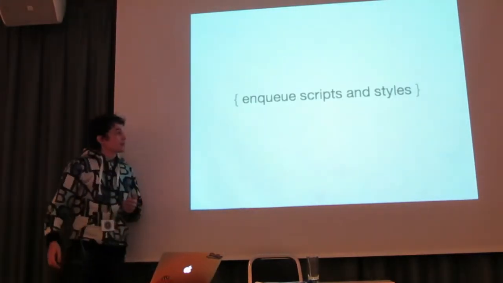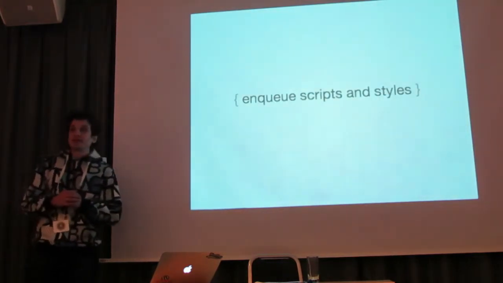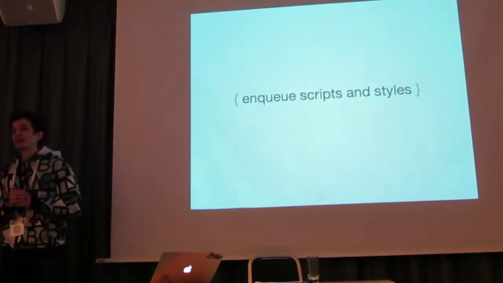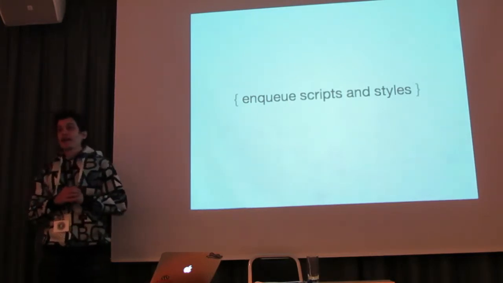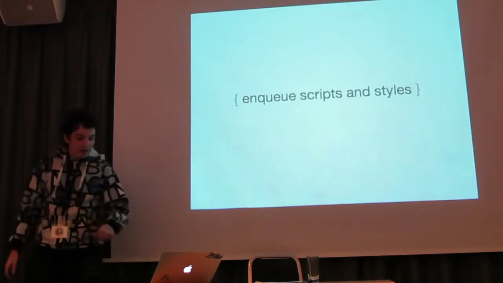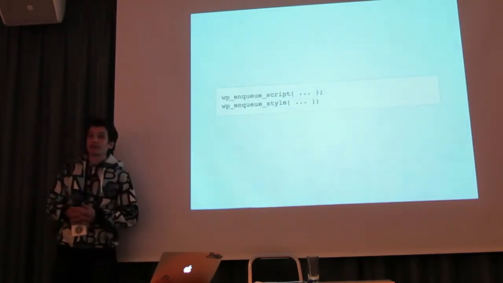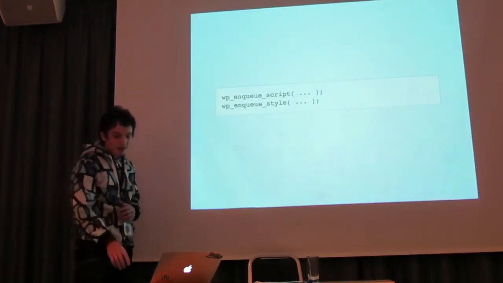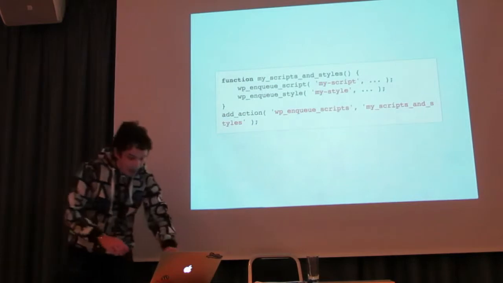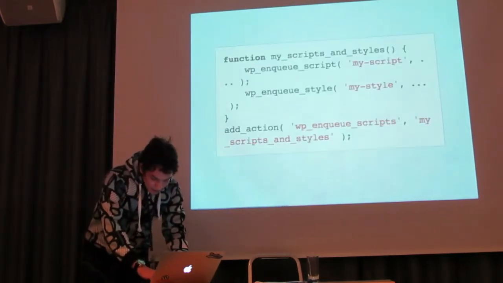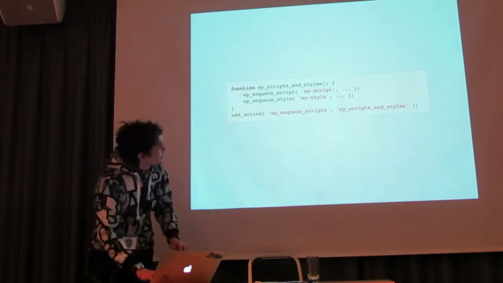Our next tip is to enqueue scripts and styles. If you're working with themes, you're probably working with JavaScript files and style sheets, and you should never hard code these in your header.php file, but instead use the wp_enqueue_script and wp_enqueue_style functions. You should also make sure that you're using these functions within the wp_enqueue_scripts action. Let me just make that a little bit smaller so that it will fit.